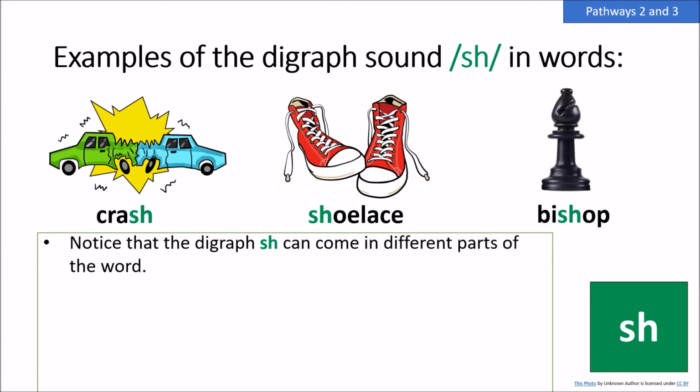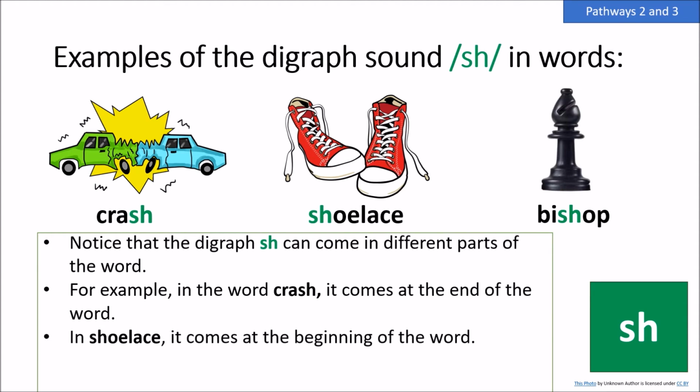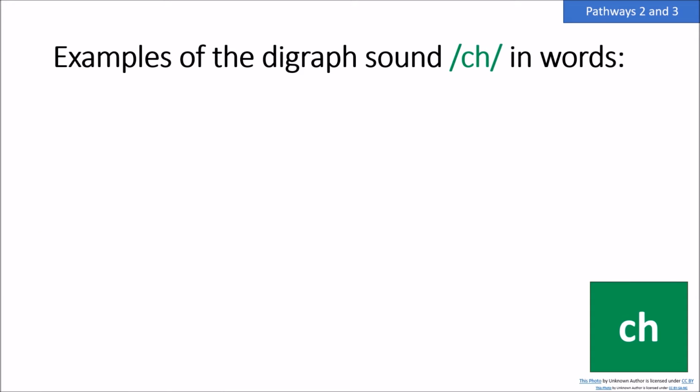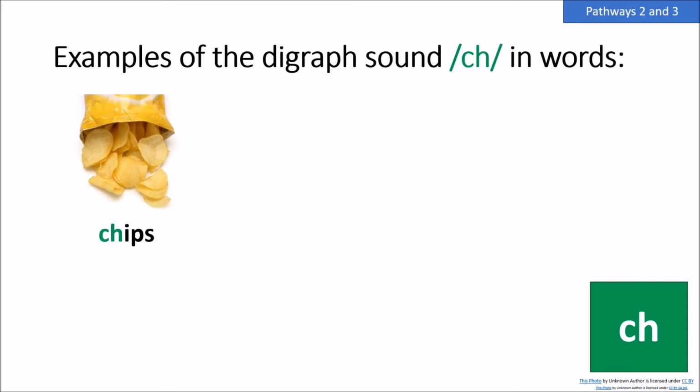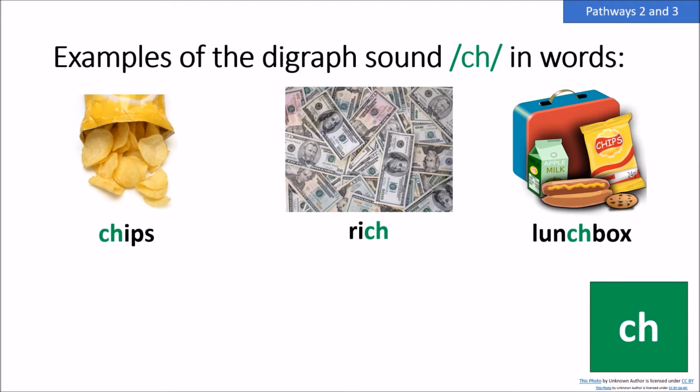Notice that the digraph sh can come in different parts of the word. For example, in the word crash, it comes at the end of the word. In shoelace, it comes at the beginning of the word. And in bishop, it comes in the middle of the word at the end of the first syllable. Examples of the digraph sound ch in words: chips, rich, lunchbox.